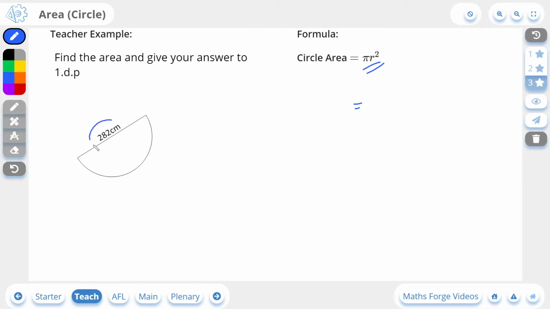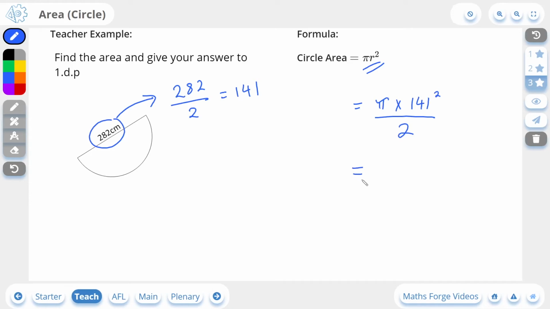The first thing I need is the radius from this semicircle. This is the diameter, this 282 centimeters. So I'm going to take the diameter and divide it by 2 to get the radius. This gives us 141 centimeters. Now that we know that the radius is 141 centimeters, we can substitute this value into the formula. This is going to give us pi times 141 squared. Now, this is the area for this circle if it was a full circle. But since we're dealing with a semicircle, which is half a circle, we are going to half our area here. And this should be the area of this semicircle.